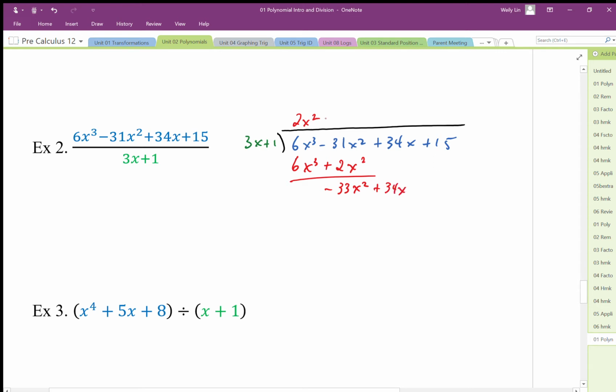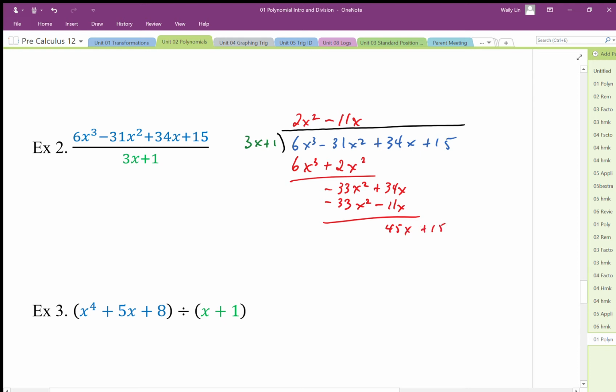Okay, and we repeat the same thing. So what number times 3x gives me negative 33x squared? Okay, it's going to be negative 11x. So we end up with negative 33x squared minus 11x. Subtract, I get 45x. I can bring down that next term, plus 15.